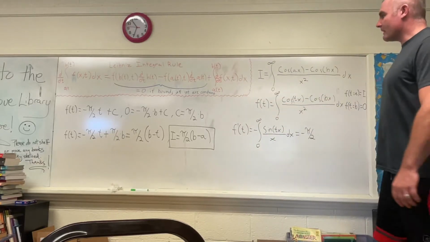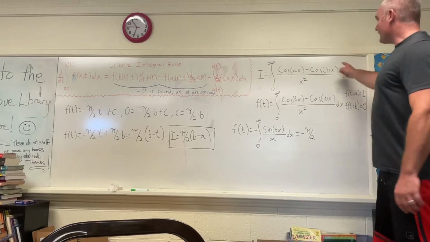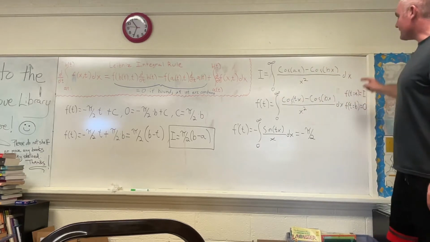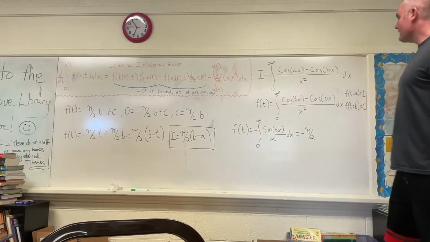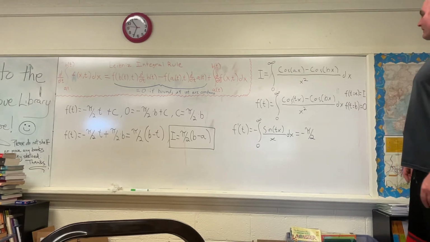Hi everybody, welcome back to another video on Feynman integration. Today we're going to be evaluating this integral, which is the integral from 0 to infinity of cosine of ax minus cosine of bx over x squared dx.